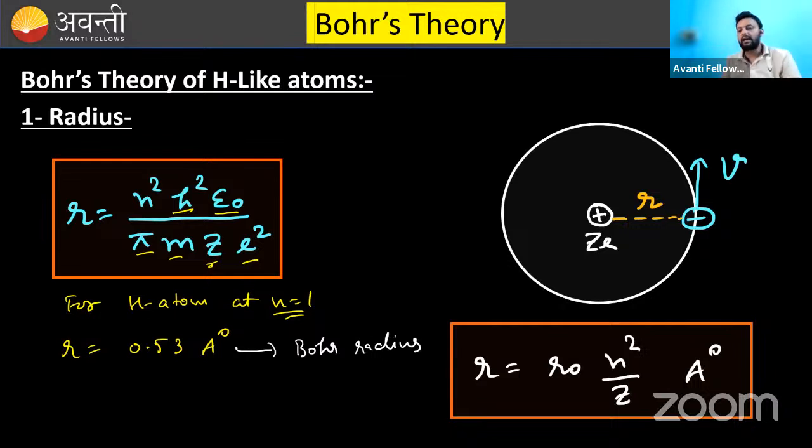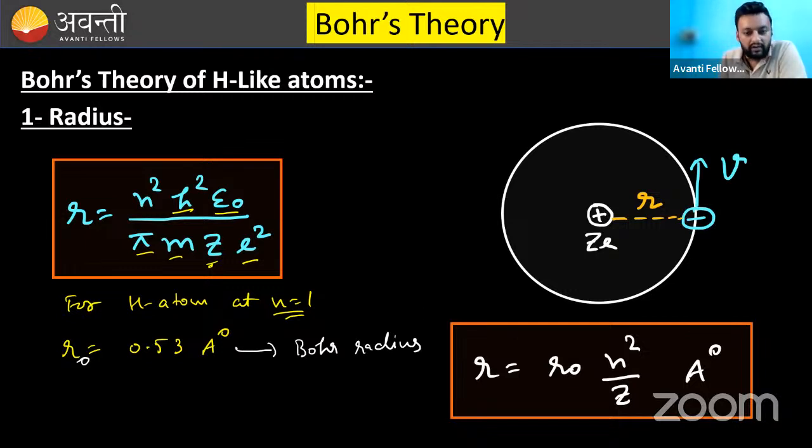So if someone asks you what is Bohr radius, listen to my words, what is Bohr radius? Bohr radius is the radius of first orbit of hydrogen atom. And it is generally denoted by R naught.